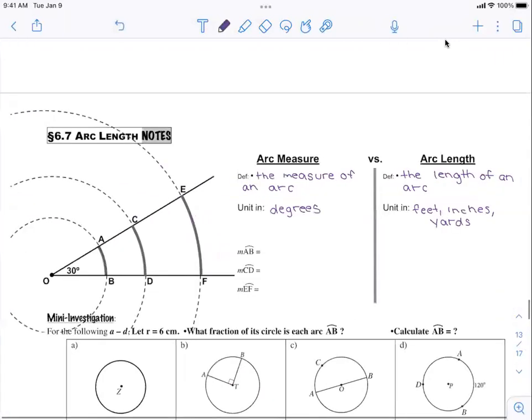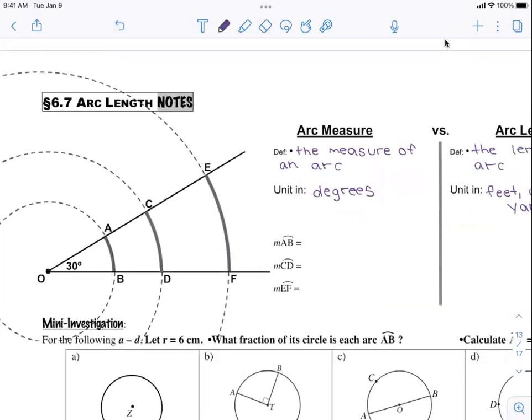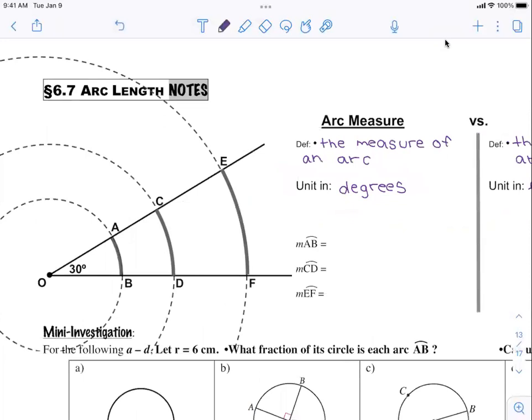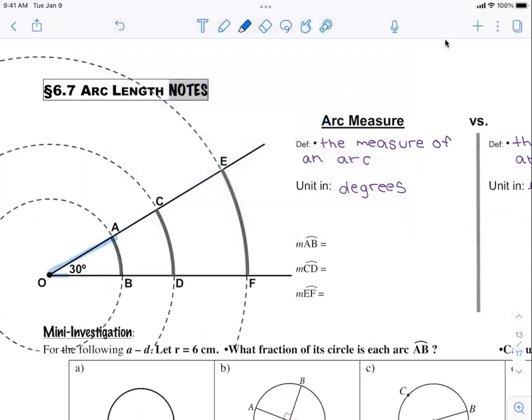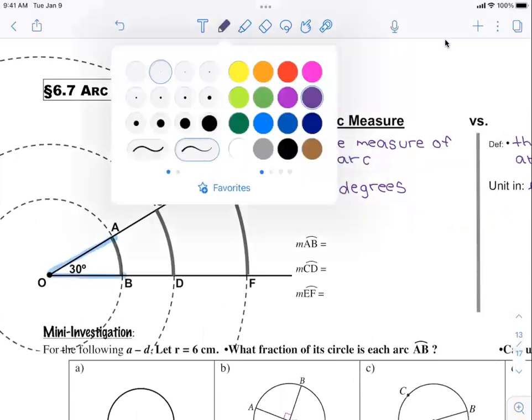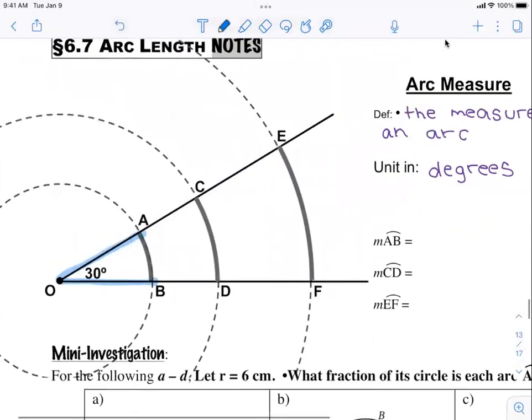So let's take a look at what we have right now. We have a central angle located at 30 degrees. So that's important. So here we have 30 degrees. That is what we call a central angle. Again, that's going to be a key thing we're going to be using. We have three different things we're going to be measuring. We're going to measure arc AB, arc CD, and arc EF.